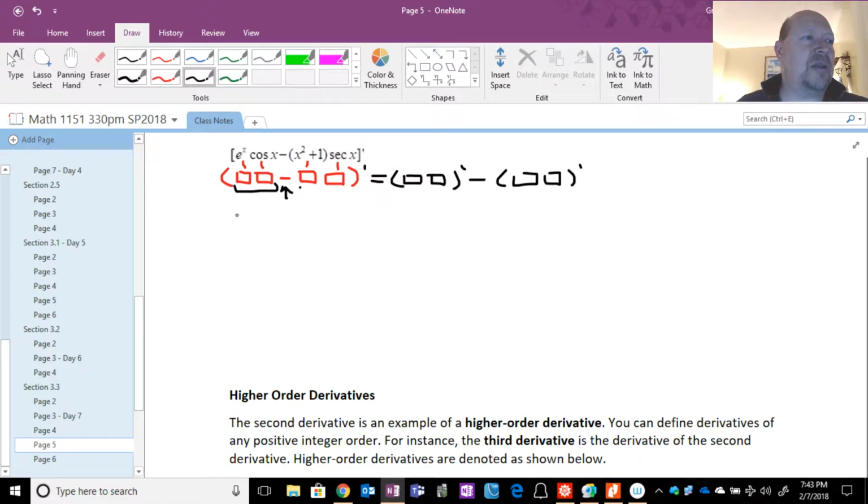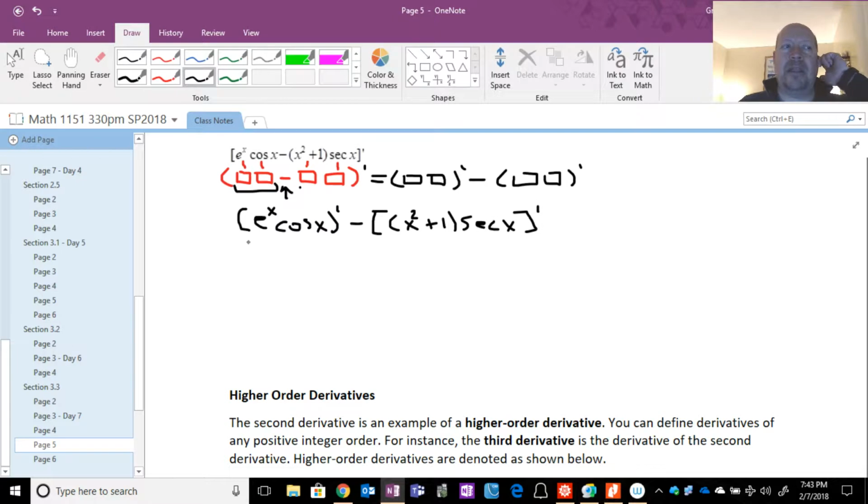So this will be e to the x cosine x, derivative of that, and then subtract x squared plus 1 times secant x, derivative of that.